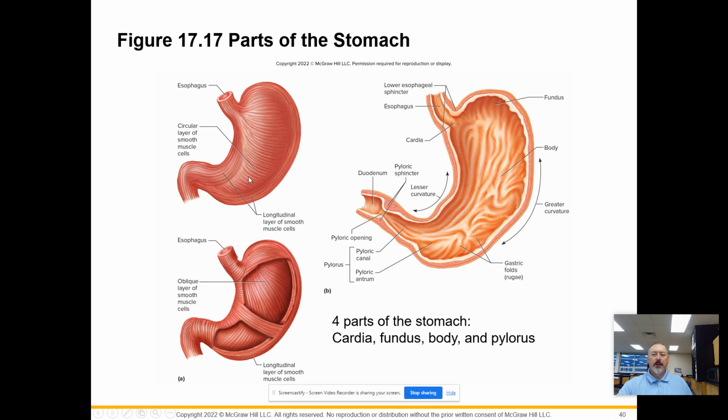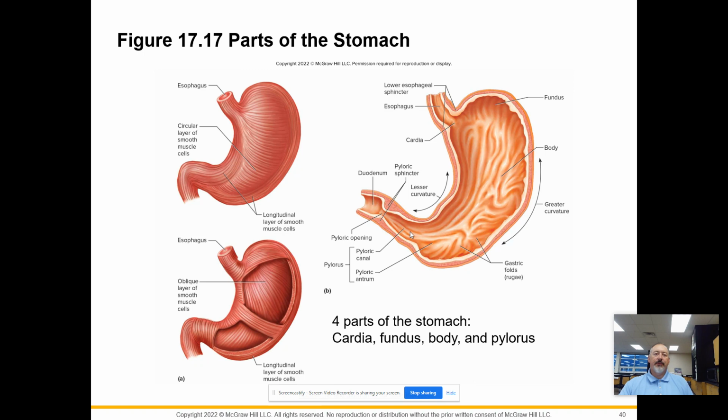As you move down, you're going to have interior linings, these different folds. These are going to be called rugae. The bottom of the stomach is going to be called the pylorus. And this is going to be the body. So the cardia, fundus, body, pylorus. These are the different parts of the stomach.